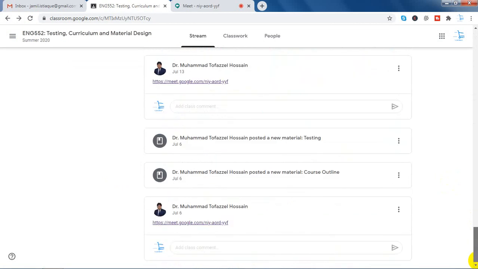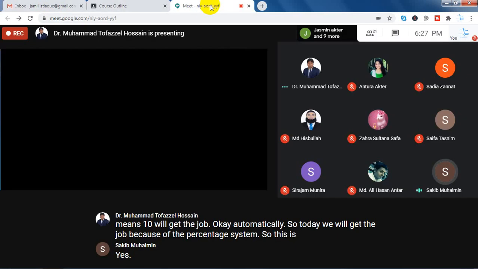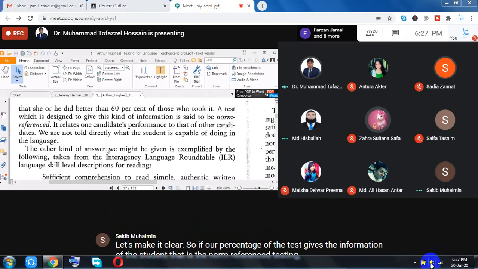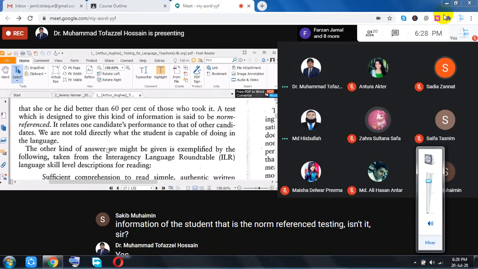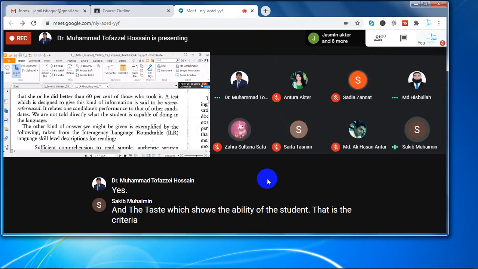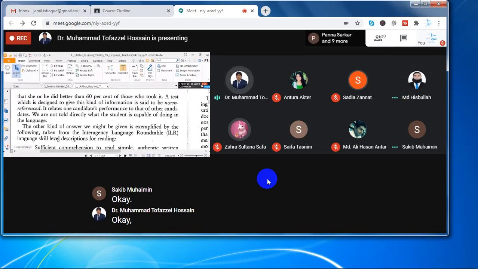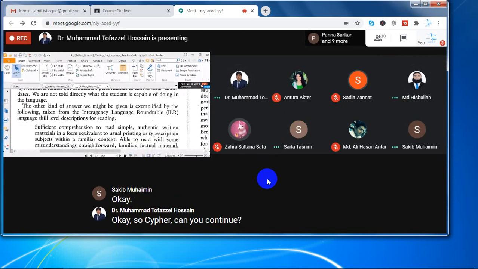Sir, let's make it clear. If the percentage of the test gives information about the student, that is norm referenced testing, isn't it, sir? Yes. And the test which shows the ability of the student, that is criterion referenced testing, isn't it, sir? Yes, if it shows that. Okay. So, Saifa, can you continue? Yes, sir.